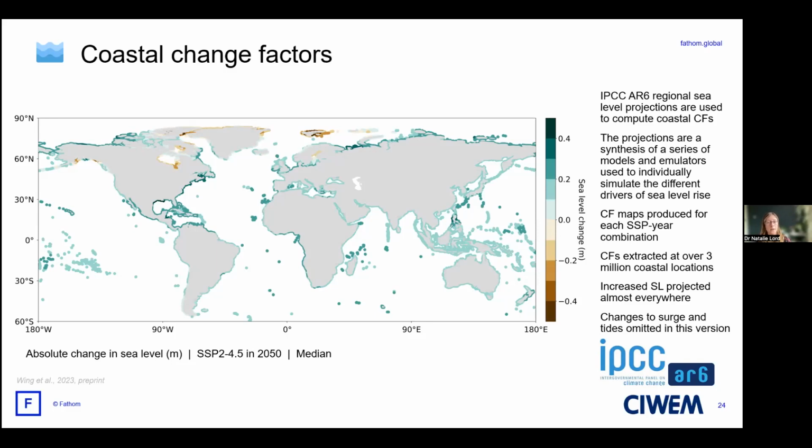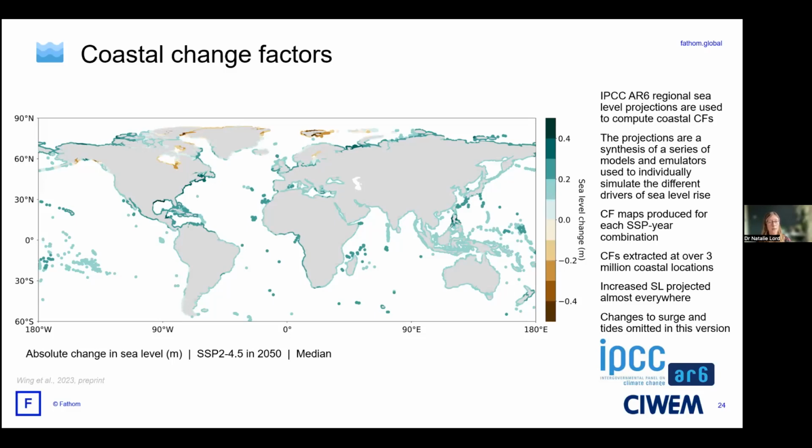And we can see that increased sea levels are projected almost everywhere, which you might expect, with some regions, such as around the Gulf of Mexico, showing particularly large increases, which is related to oil and gas extraction and land subsidence in these regions. There are also some limited areas which expect a decrease in sea level in high northern latitudes, and this is related to changes in past and present day ice sheets.